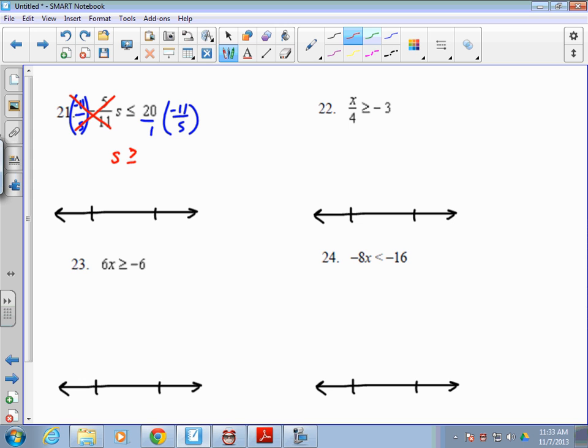We can cross cancel to save ourselves a little bit here. 5 goes into itself once and into 2 four times. So when you multiply straight across, 4 times negative 11 is negative 44. And it would be over 1 times 1, which would be over 1. Not necessary to write that. So 0 and negative 44. Greater than or equal to means color the bubble in and go to the greater than side on the right.